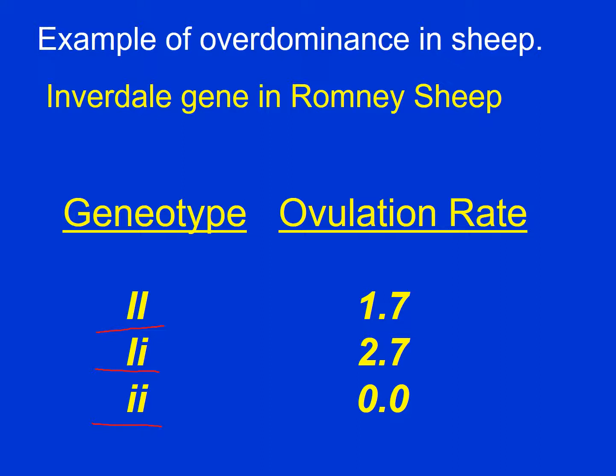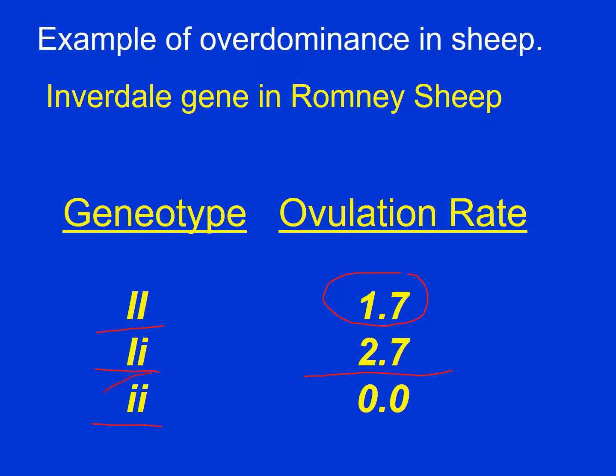If we have two big I's, the average is 1.7. And your average lambing rate then is going to be somewhere between 1 and 2, maybe 1.5 on average. If we have a big I and little i, we're going to have one additional egg ovulated. And that's definitely an advantage if you want a lot of twins born. So you're going to get almost one additional lamb born if they're heterozygous.